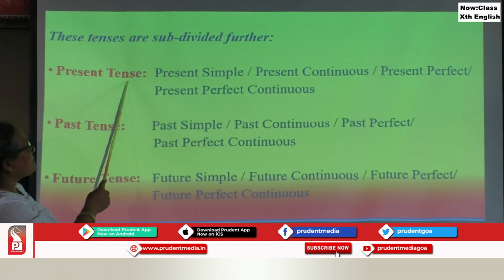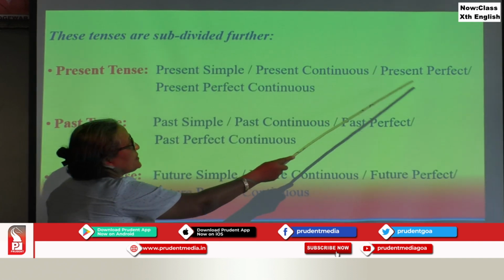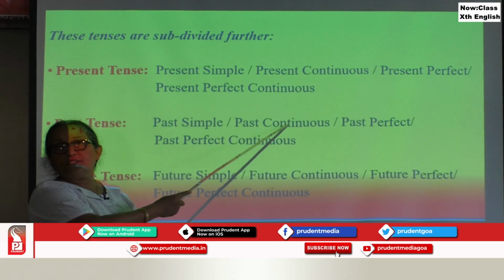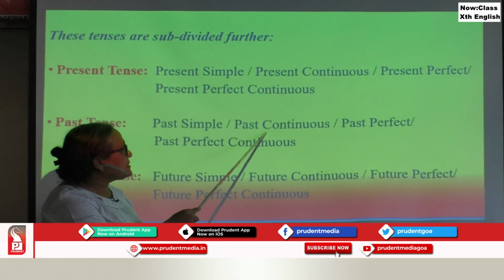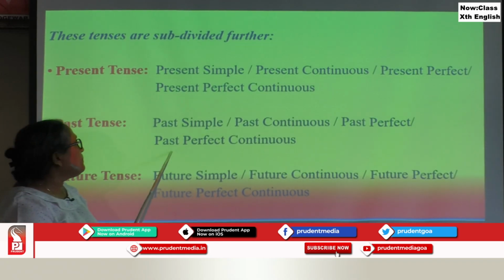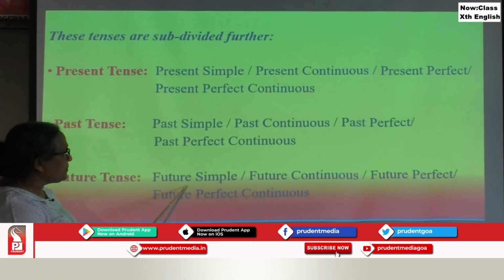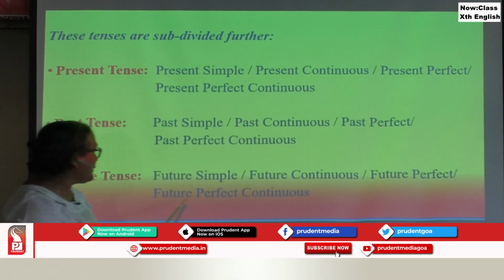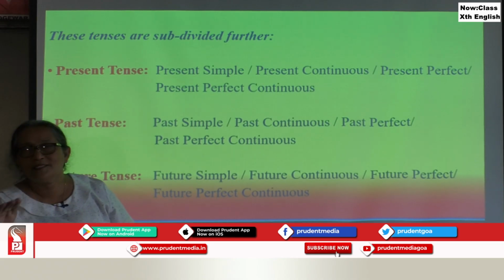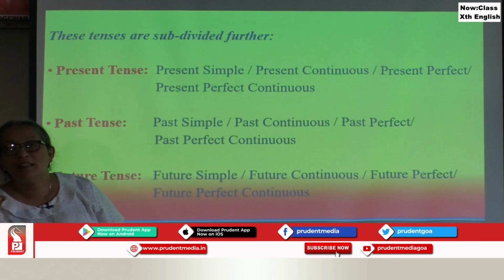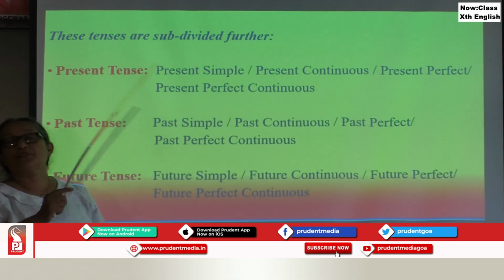Under the present tense, we have present simple, present continuous, present perfect, present perfect continuous. Under past, we have past simple, past continuous, past perfect, past perfect continuous. Under future tense, we have future simple, future continuous, future perfect, future perfect continuous. So how many tenses do we have in our English language? We use 12 forms of tenses.